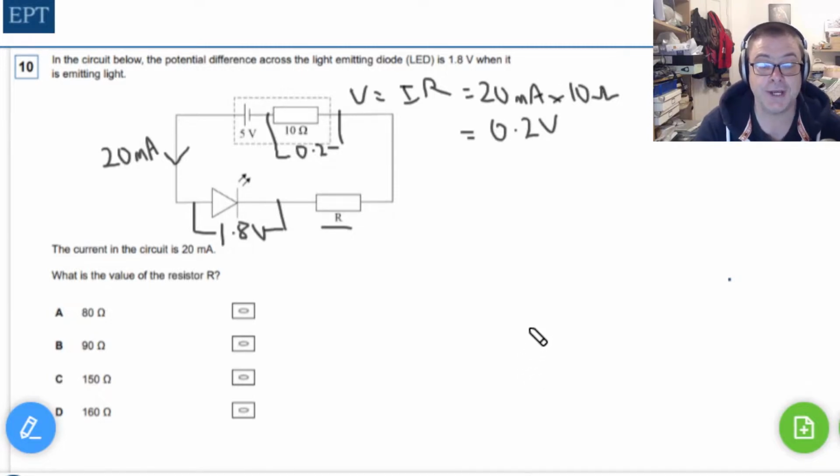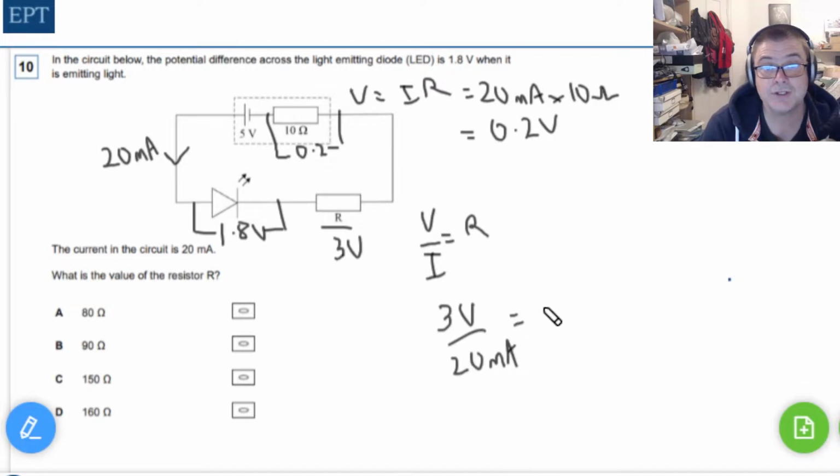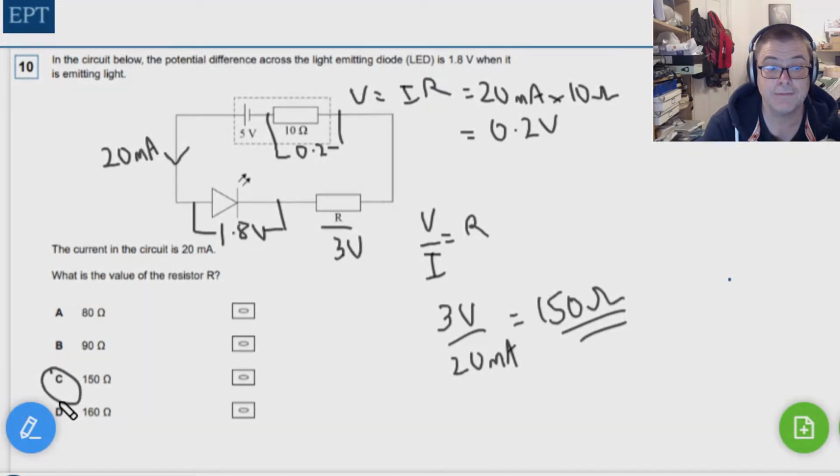This means that we can now say that the voltage across the big resistor outside, the load resistor, is going to be 5 volts, the EMF, take away 0.2 volts, take away 1.8 volts. And if you work all that out, you get a voltage of 3 volts. So now we know the value of the voltage, 3 volts, across the resistor and the current through it, 20 milliamps. So once again, it's back to Ohm's law. This time V over I equals R. Substituting in the values, 3 volts divided by 20 milliamps gives us a resistance of 150 ohms. So the answer is C.